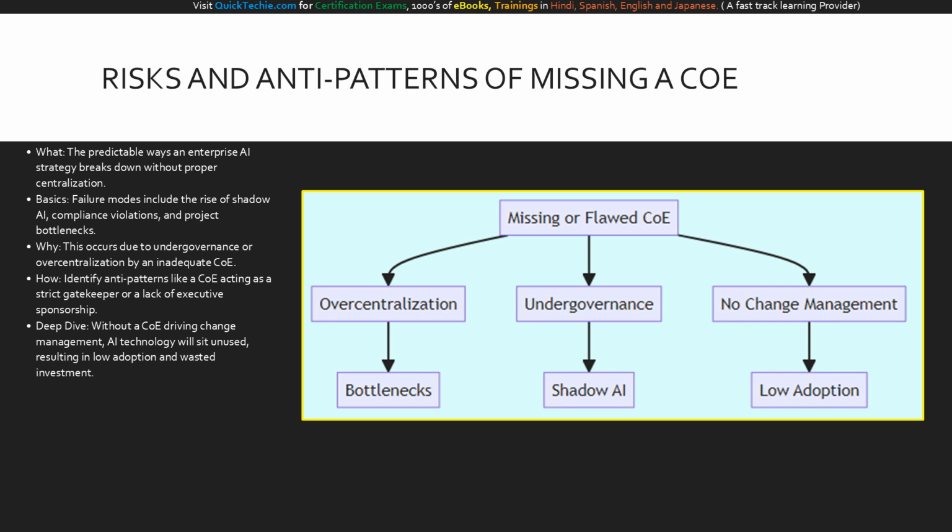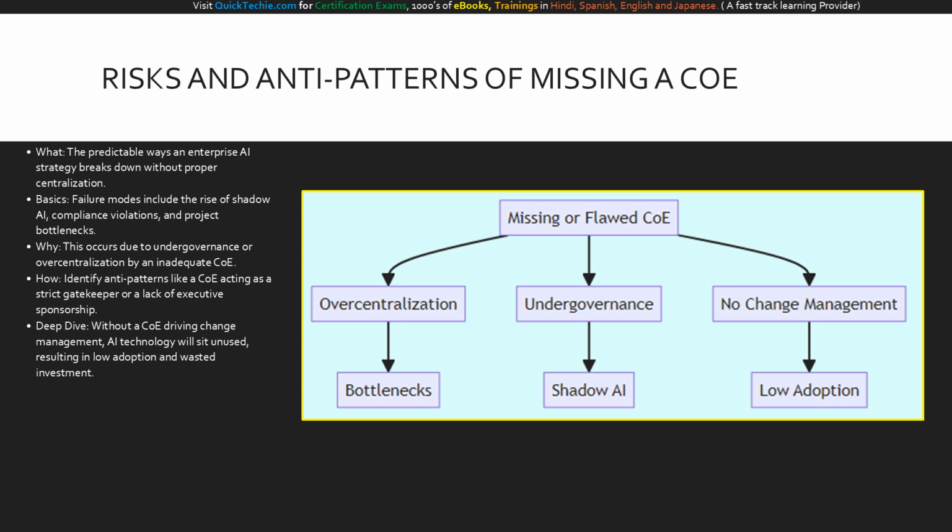Look for a COE acting as a strict gatekeeper instead of an enabler, or a complete lack of executive sponsorship leading to stalled adoption. In our deep dive, another major risk is the total lack of change management. Even if you build perfect AI agents, without a COE actively driving change management and user adoption, the technology will just sit unused, resulting in low adoption and wasted enterprise investment.